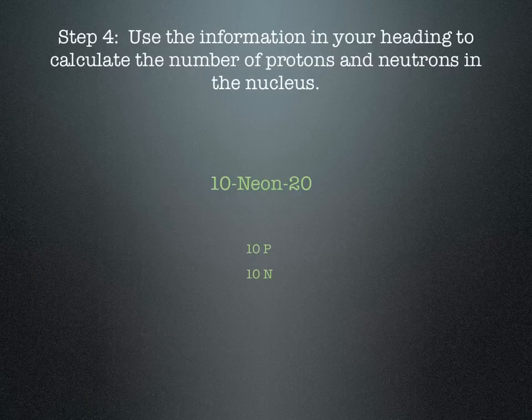Use the information in your heading to calculate the number of protons and neutrons in the nucleus. The number of protons is easy. That's the same as the atomic number. The number of neutrons is a little bit harder. You have to work for that one. Round the atomic mass and subtract the atomic number. In this case, it would be 20 minus 10, which gives you 10. So in neon, you would actually find 10 protons, 10 neutrons, and 10 electrons.